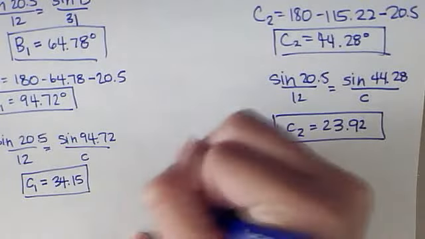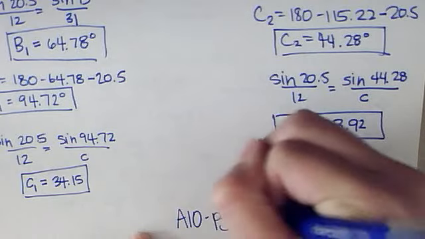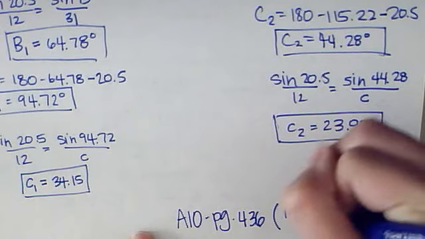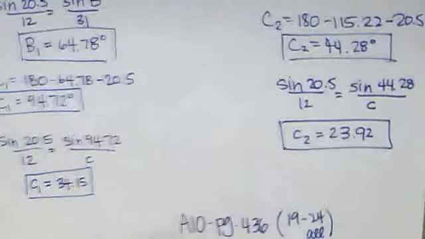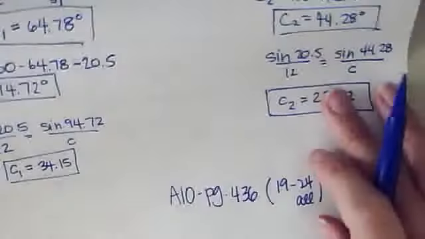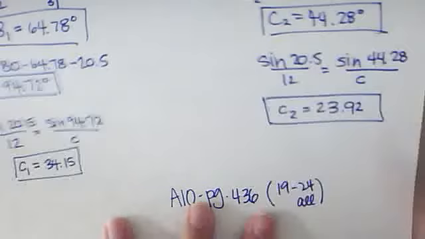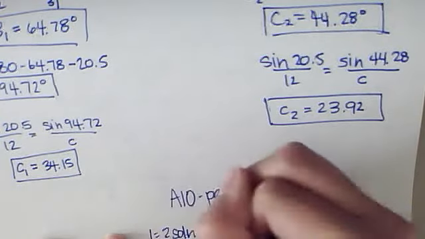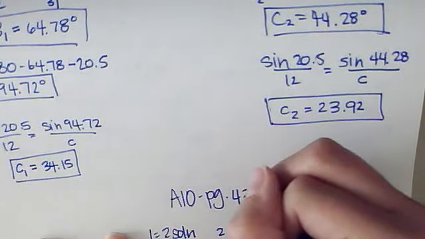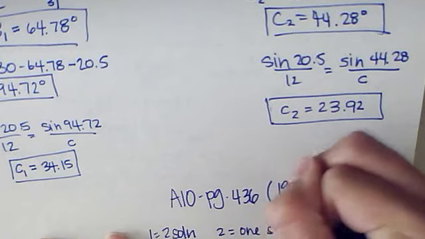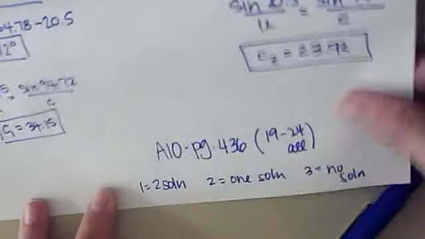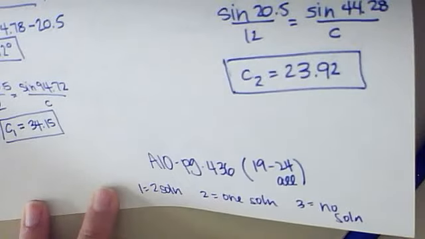Your assignment for this is assignment 10. It's page 436, numbers 19 to 24 all. Okay, that's 6 problems. Let me give you some hints. There is one that has 2 solutions. There are 2 that have 1 solution. And there are 3 that have no solutions. And I'll put a word bank up at the front of class, so if you're there, you can take a picture of that and make sure you've got some good answers. Good luck, and let me know if you have questions.